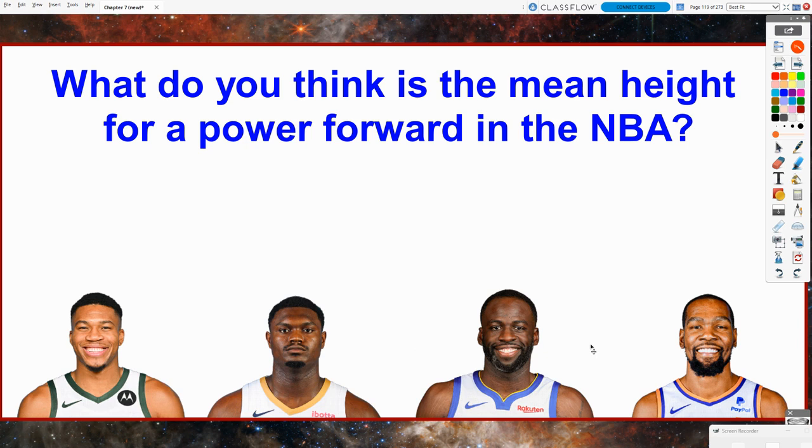So what do I think the mean height of a power forward is? It's tall, right? It's really tall. Those guys are tall. Taller than me? Taller than you? I don't know. These guys are tall, right?